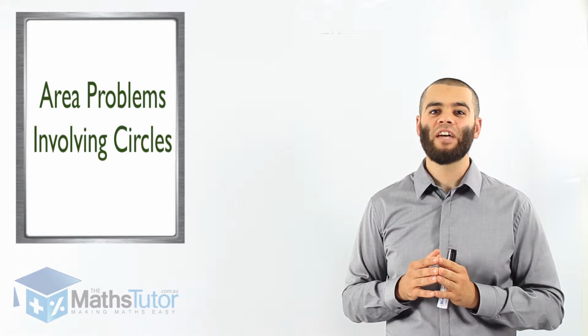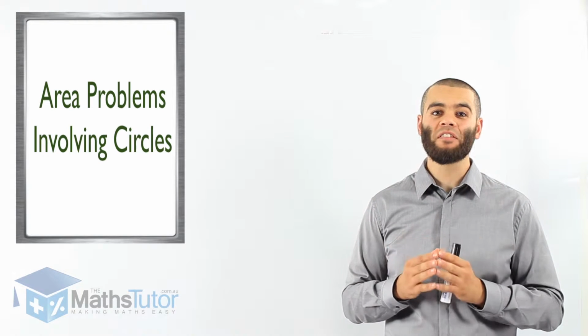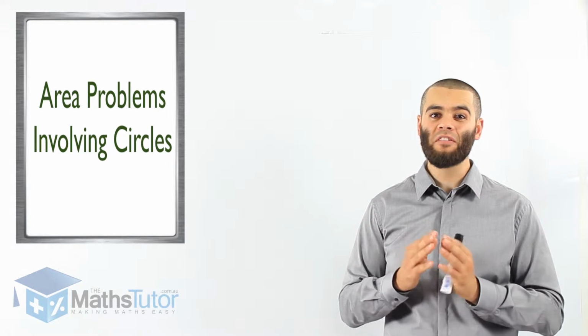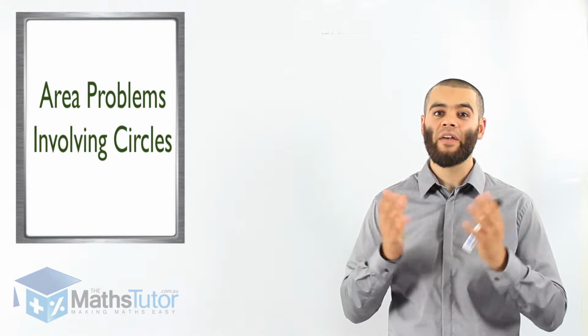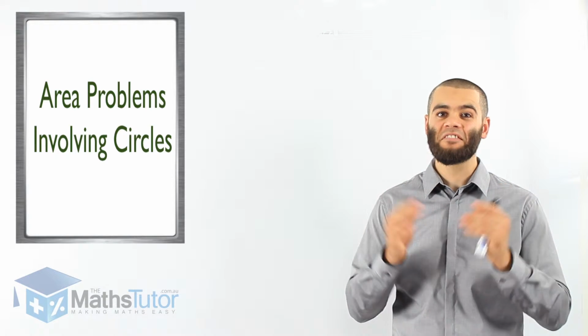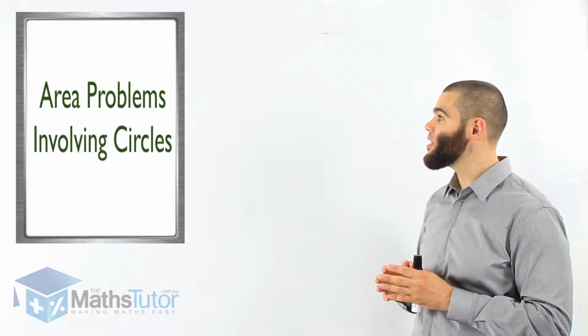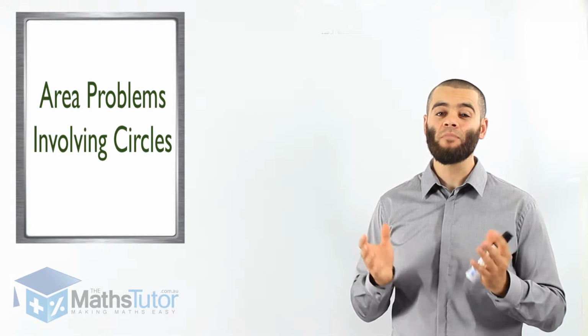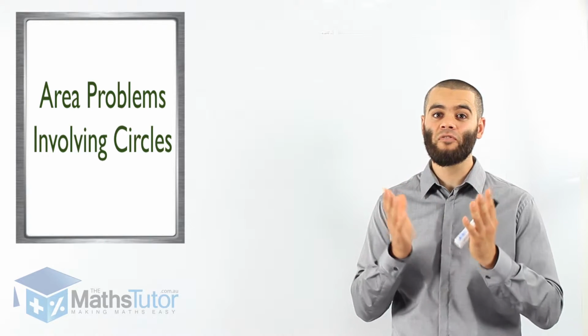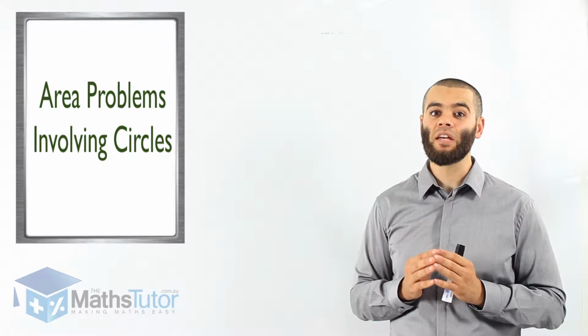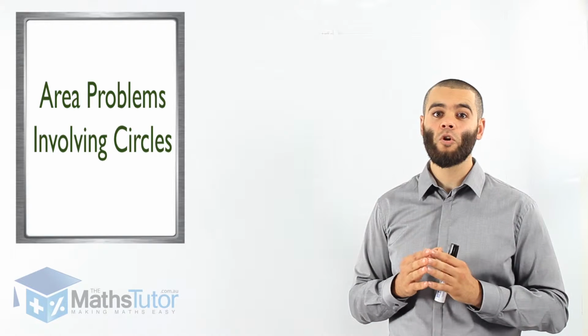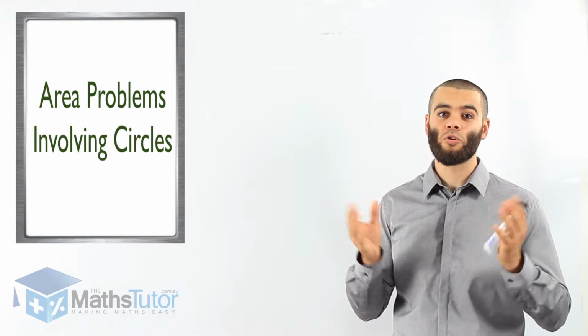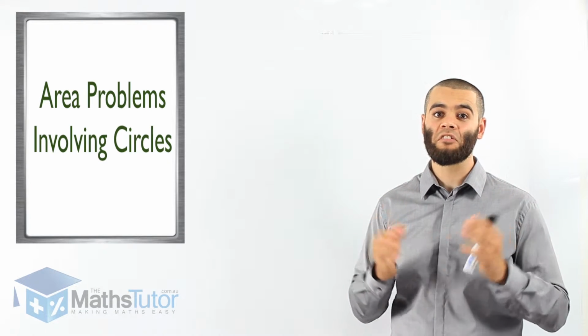Hey guys, today I'm going to teach you and help you understand how to find the solution for area problems that involve circles as well. Let's get started. We know the formula for a circle is A equals pi r squared, but sometimes we are asked to find the area of a composite figure that involves a circle or parts of a circle that is joined to a triangle or rectangle or even a square.